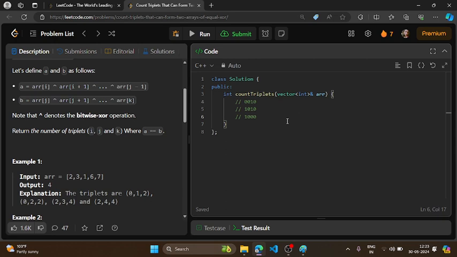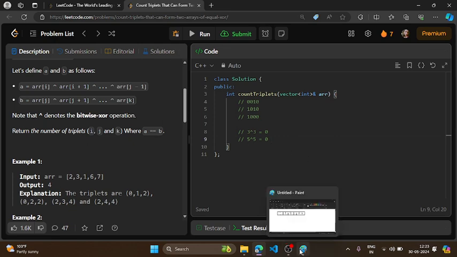There are also some properties of XOR, that XOR of a number with itself will always be 0. Like if I am taking XOR of 3 with 3, this is always going to be 0. Similarly XOR of 5 with 5 will also be 0. So XOR of the same number with itself will always be 0. This is the property which we will be using in today's question. So let's understand the problem first.